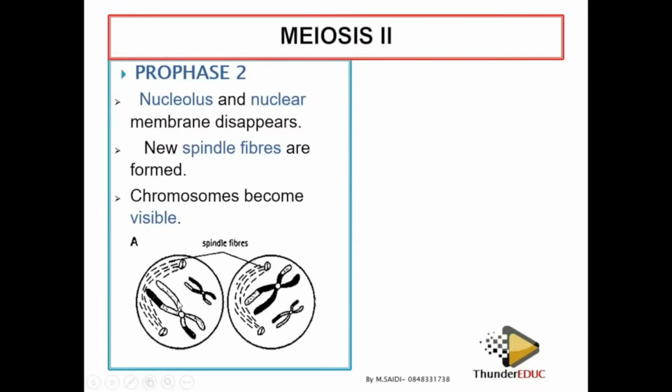So now you see it here. Now it is forming like this. And then they are ready to move and attach themselves to the spindle fibers. But now we don't have homologous chromosomes. We have chromosomes which are not homologous. It means that crossing over cannot take place because it already took place before.